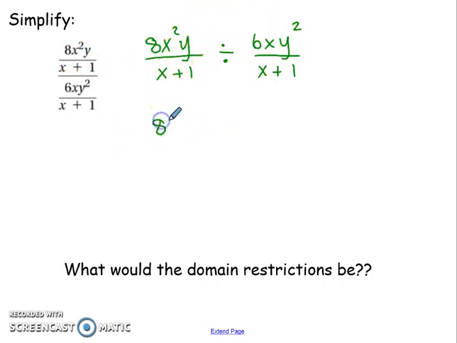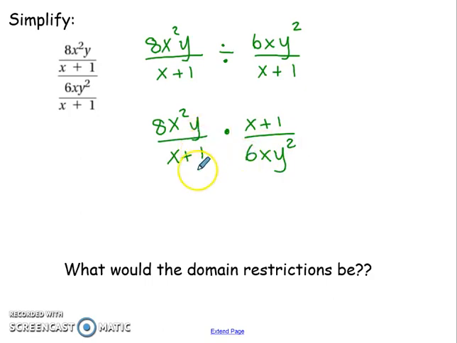So we're going to stay this fraction, and then we're going to switch the operation to multiplication, and then we're going to flip the fraction. So we're going to have x plus 1 over 6xy squared. From here, we're going to try to reduce, simplify, cross cancel, anything that we can do to make this easier. So I can cross out the x plus 1s because they're going to divide out.